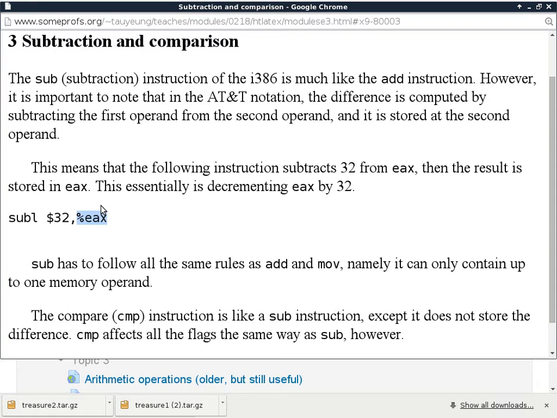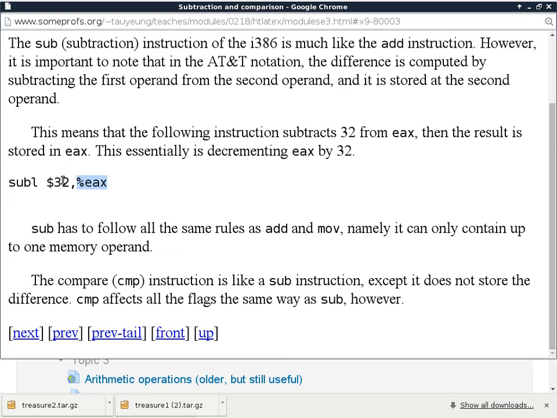So it also follows all the other same rules, which means the first operand can be immediate, but the second operand cannot be immediate. Any other questions about the subtraction instruction?